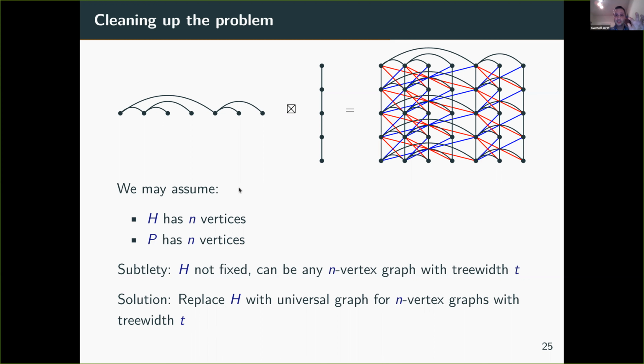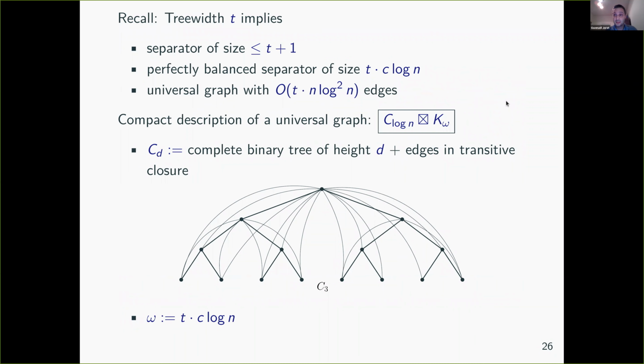So now we are thinking of, instead of H times P, a universal graph for tree width t times P. Okay, so now I will be a little bit more precise about this universal graph. So let me recall a few things. Tree width t implies separators of size at most t plus 1, as I already mentioned. This implies perfectly balanced separators of size t log n, roughly. And using the construction that we discussed at the beginning of this talk, you would get a universal graph with about t n log squared n edges.